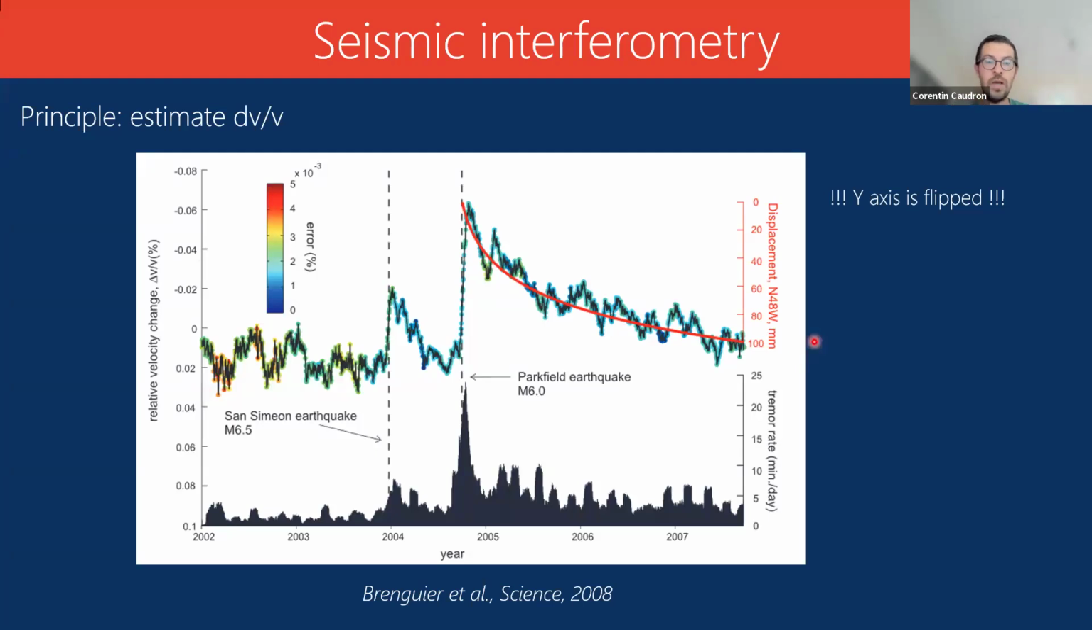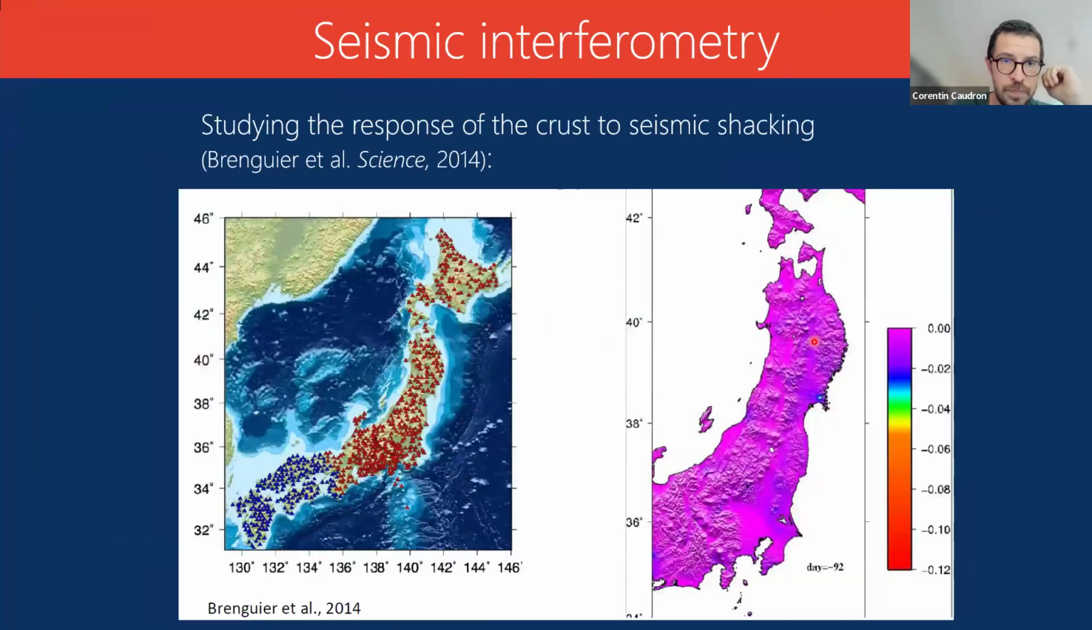So one way to think about it is that you open a big fault, you create a new fault in your system, and the seismic wave will slow down relatively, which makes sense because you open something new, and the seismic wave will take more time to travel from one station to the other. So that was the first big study, let's say, in the community.